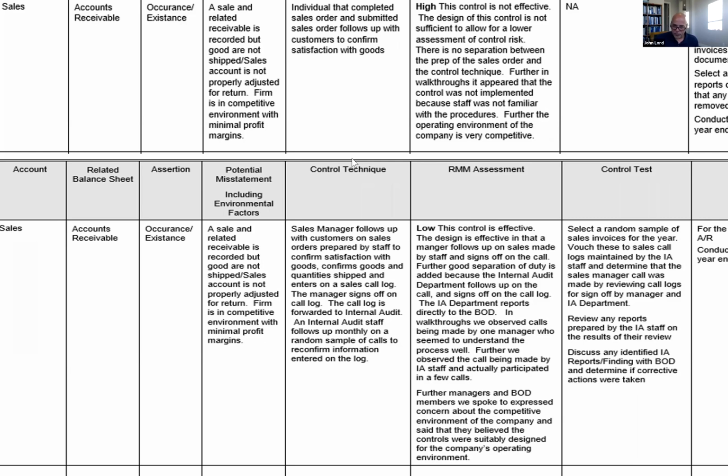So now I've got separation of duties, and I start assessing the control, and I say it's low. The control has operating effectiveness because what?